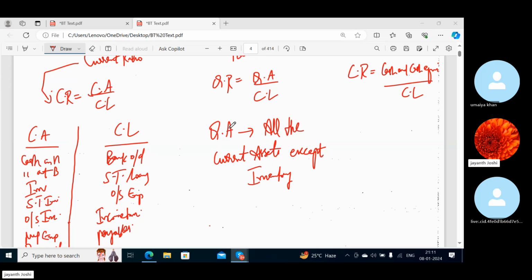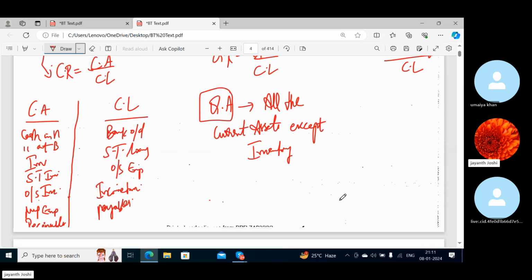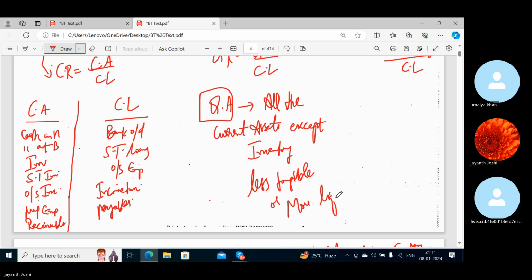All current assets except inventory can be termed as quick assets. What I mean here with quick assets is I am only considering those current assets which are less tangible in nature, less tangible or more liquid. That means I will only take those assets in the calculation of quick assets which can get converted into cash in a span of 6 months. That is sooner than the current assets.